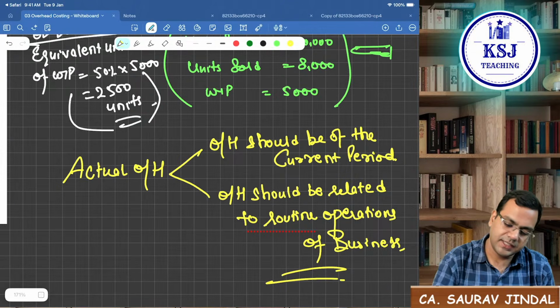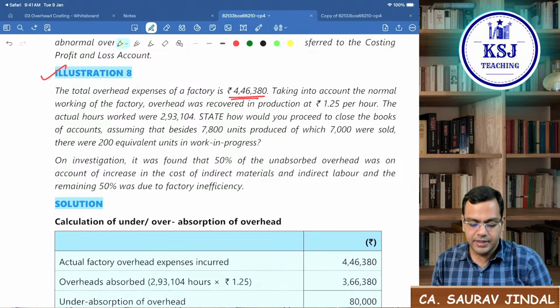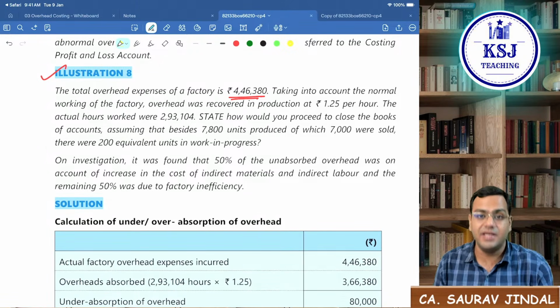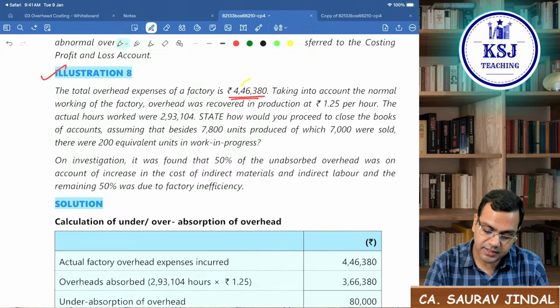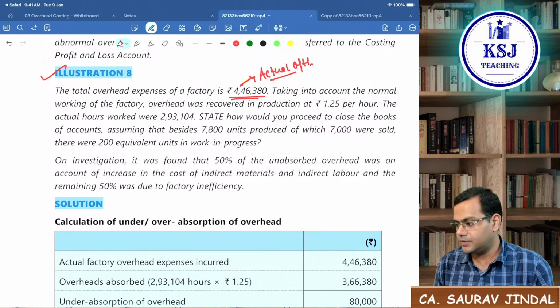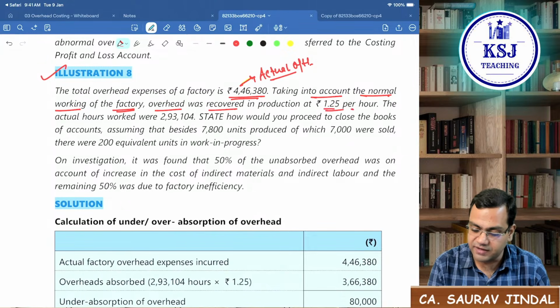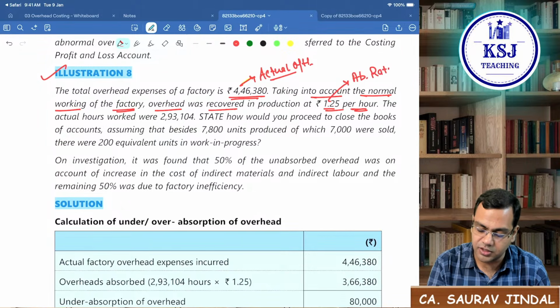Right? Now let's come to the question. The total overhead expenses of the factory is 4,46,380. This is your actual overheads incurred. Taking into account the normal working of the factory, the overhead was recovered in the production at 1.25 per hour. So this is your absorption rate which is given to you.